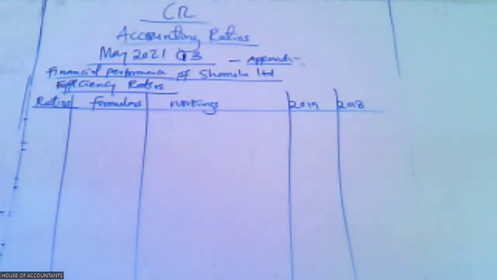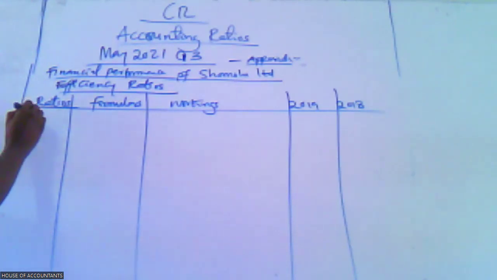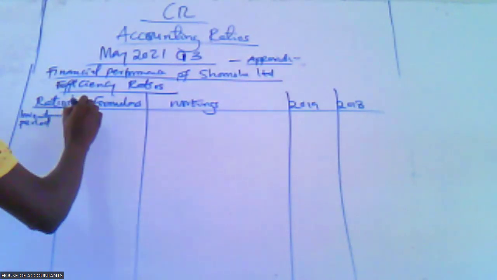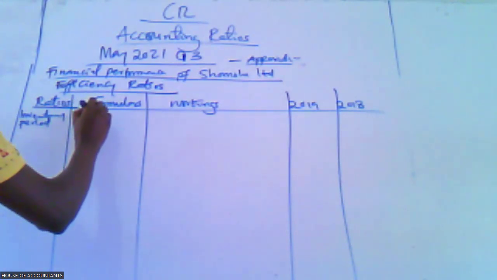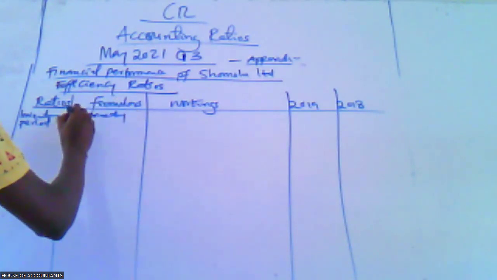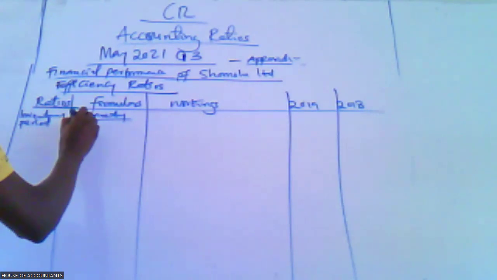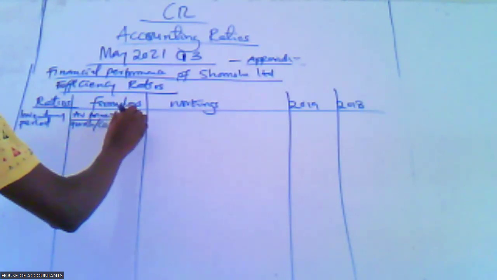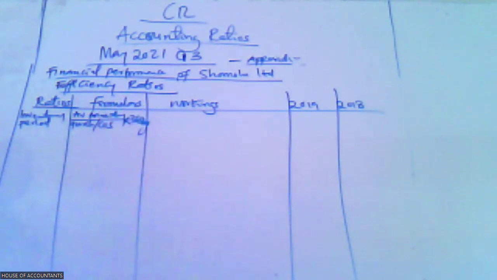All right. Yes, sir. Under efficiency ratios, I believe you still know the ratios we can calculate. So let's start with the inventory period. Which is going to be what? Average inventory over purchases or cost of sales multiplied by 365 days.